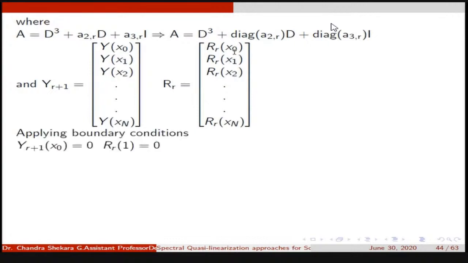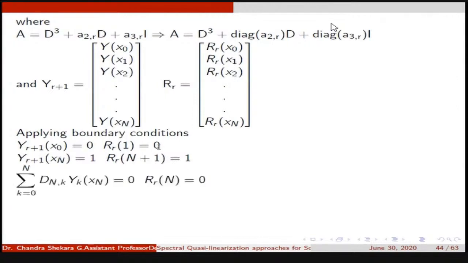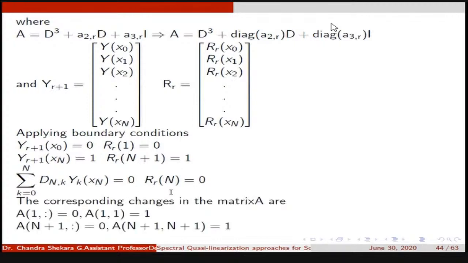Then impose the boundary conditions on this. Three boundary conditions: at x0, it is 0. At xn, that is 1, it is 1. And this is at the n plus 1th row, and this is at the first row, and this is at the nth row. There are three conditions. Therefore, the third condition you impose on the nth row, then the corresponding changes in the matrix. This is with respect to programming. So the corresponding changes in the matrix happen in the respective rows given here. So it is first row, n plus 1th row, and this is nth row.